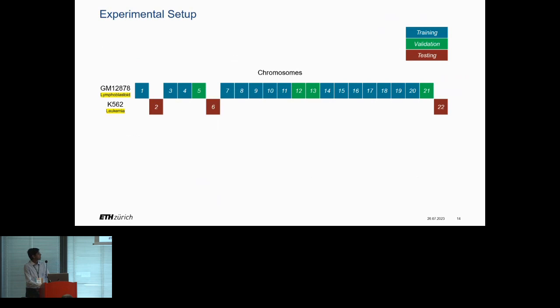The experimental setup, again, is very similar to what we saw before. So we have a healthy cell type that we use for training, and we use the held out chromosomes for a held out cancer cell type for testing.